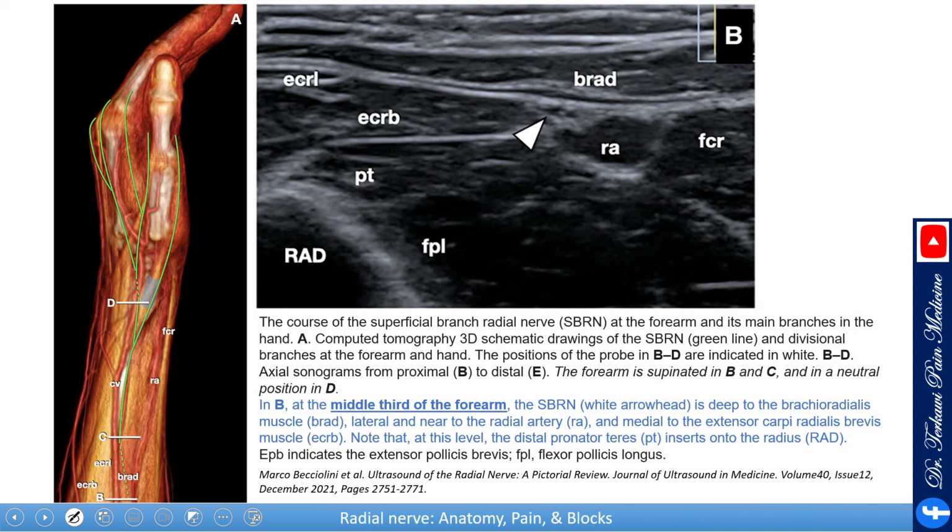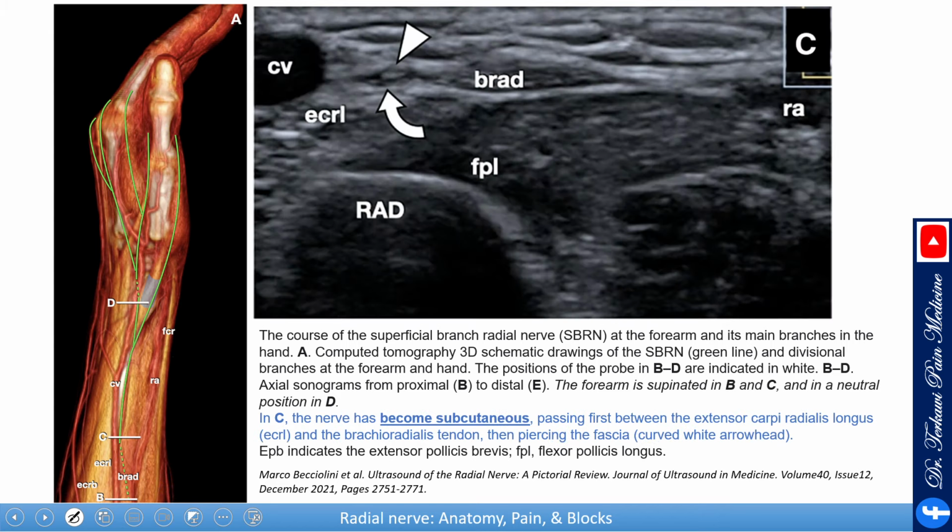So here at this level, middle third of the forearm, around here, middle third of the forearm, you see the superficial branch deep to the brachioradialis. This brachioradialis tendon, as you imagine, because now the end of the muscle. So underneath the brachioradialis muscle or tendon, you see the superficial branch with the radial artery close to each other. And of course, you see the other muscles.